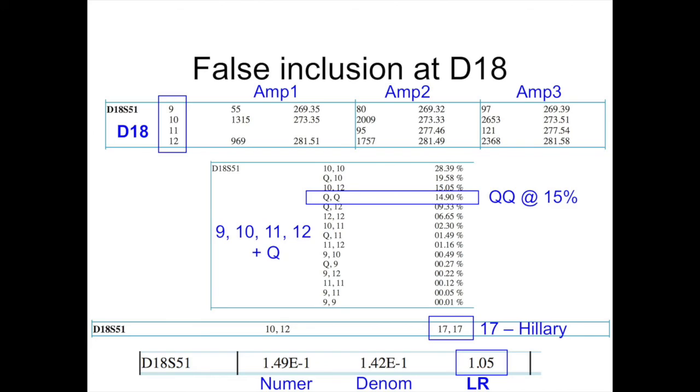And so what they're comparing is the 17,17 of Hillary with the QQ of the data that isn't there in order to get a match statistic bigger than 1. I think you understand what I said, so I'll move on. How are you getting inclusionary statistics from somebody who's excluded from the data?